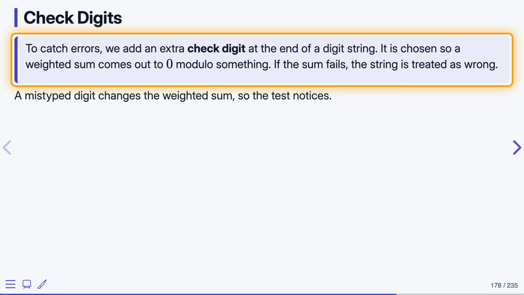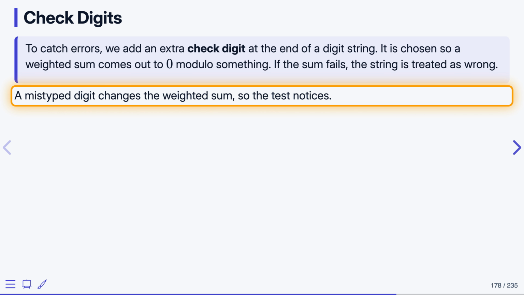Now check digits. This is a clever trick to catch typing mistakes. We add one extra digit to the end of a number. It is not new information. It is chosen so that a certain weighted sum comes out to 0, modulo 10 or modulo 11. Now suppose somebody mistyped one digit. The weighted sum changes, so it is no longer 0, and the machine knows something is wrong. It cannot always tell you what is wrong, but knowing there is an error is already worth a lot.